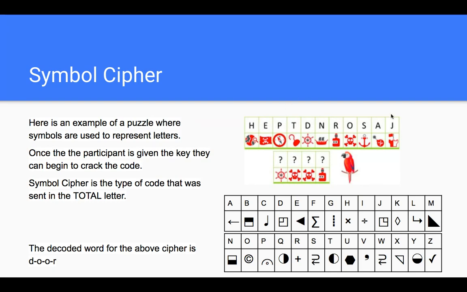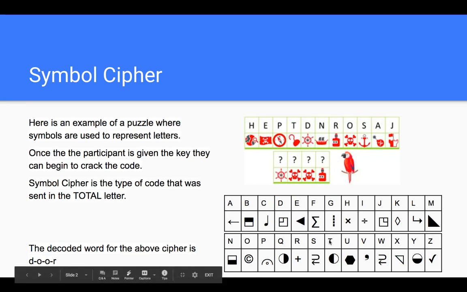In this case, they only gave you some letters, this top one, and then you're supposed to decode a secret word. So we look at the steering wheel here, and we go, oh, which symbol matches that? And that's a D. And then the skull and crossbones, we have two in a row, O. And then we have this bottle of, I don't know, either it's whiskey or maybe it's poison, and that's an R. So the answer to this code would be door.